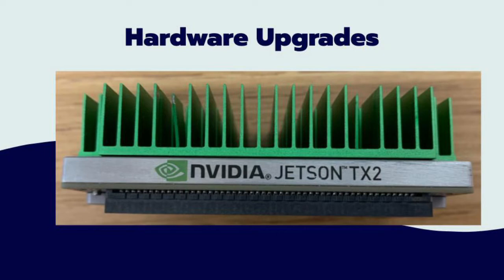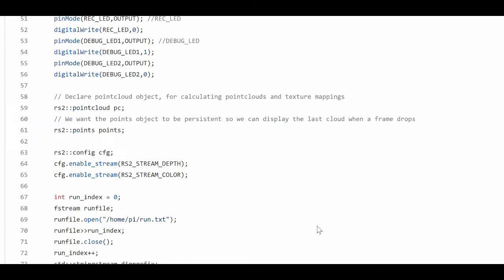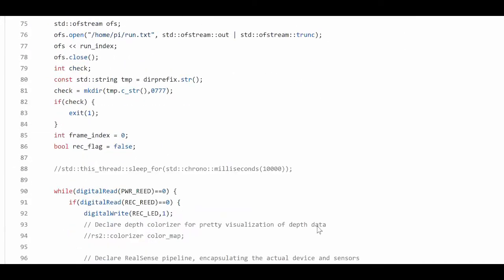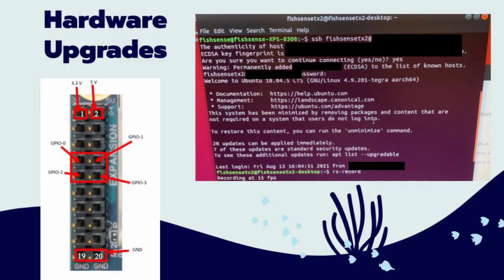In order to upgrade the system, processor compatibility testing was completed. The TX2 processor was flashed and connected to Connectech's Orbitty carrier motherboard, where it was then connected to the Intel RealSense depth camera. The RealSense SDK was downloaded and the C++ code was built and run. The system underwent various performance testing and a power analysis to confirm that the upgraded hardware is more robust.